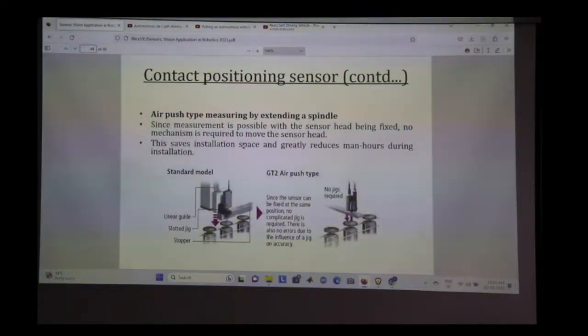Similarly, non-contact type of measurement is also there. You can have air push type measuring by spinning the spindle. Spindle means the thing that can be moved up and down. Like you must be aware of things like a screw gauge, where we rotate the spindle and we measure the gap between two things, or you measure the width of some target.